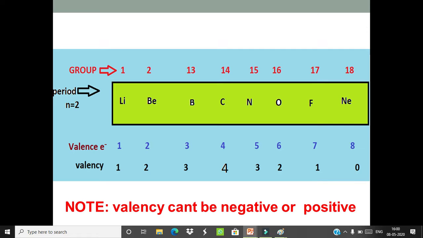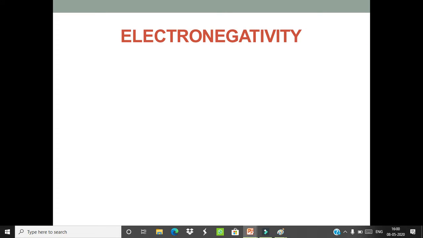And the last one, there is a note: valency can't be negative or positive, it is always a digit. Okay, so don't put the positive or negative sign.